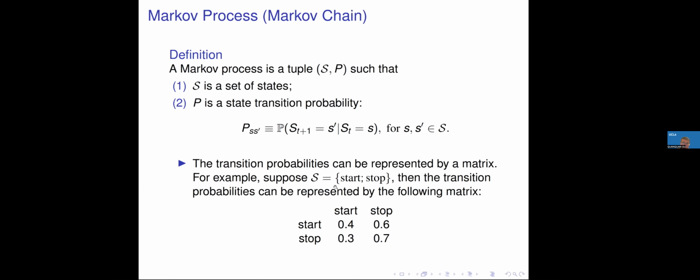And in the previous example, you remember that there are two states, start state and stop state. For that two state MDP, we can describe the state transition probability using a 2x2 matrix. So for example, from the start state, the probability of transition to the start state equals 0.4, and the probability of transiting from the start state to the stop state equals 0.6. This matrix needs to be a stochastic matrix. In other words, if you sum up the probabilities in each row, it should equal 1.